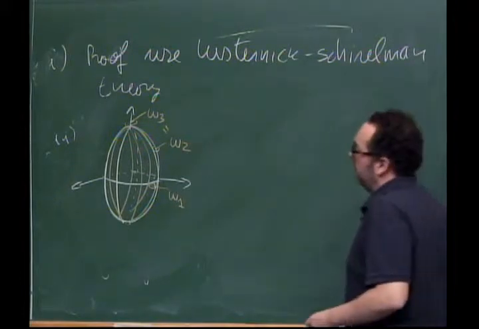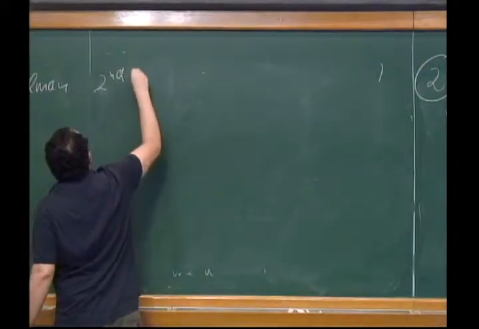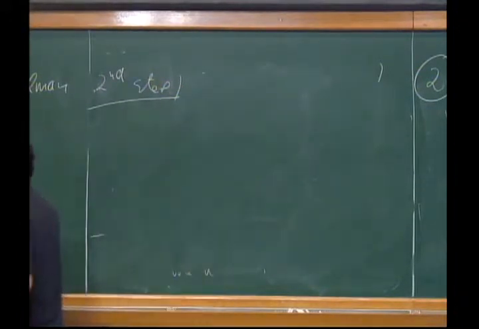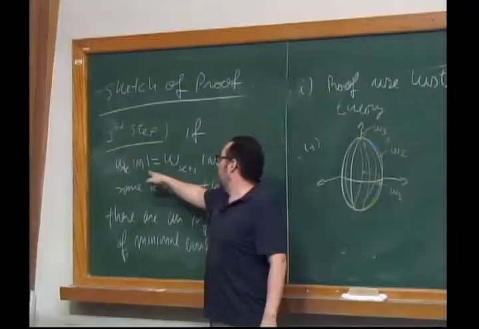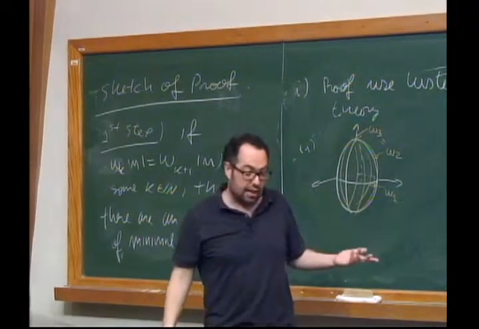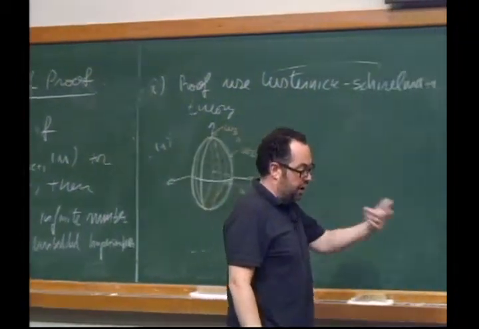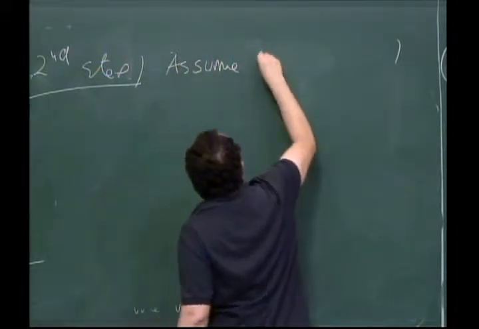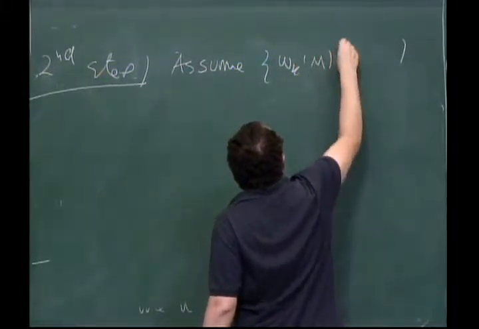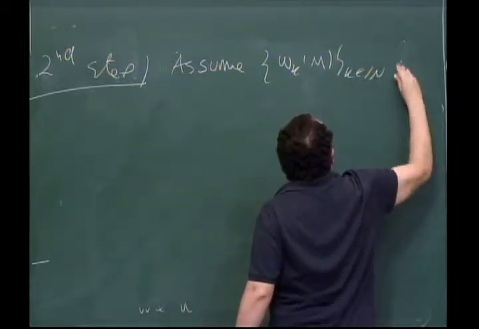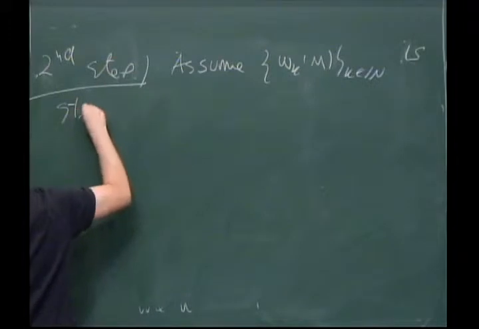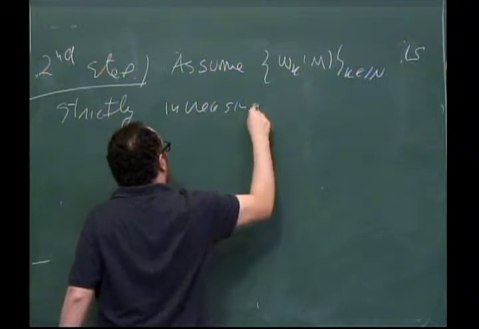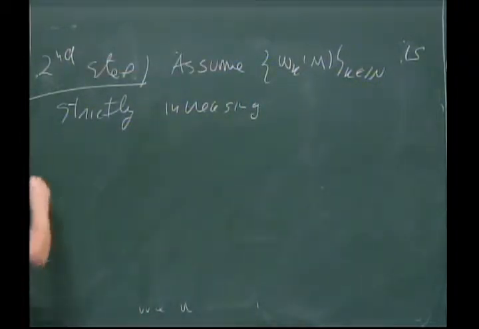So the second step is to assume the opposite of this, which is that the sequence is strictly increasing. Because if the sequence is not strictly increasing, then by the first step, I already know I have an infinite number of those. So I can assume that this sequence is strictly increasing.